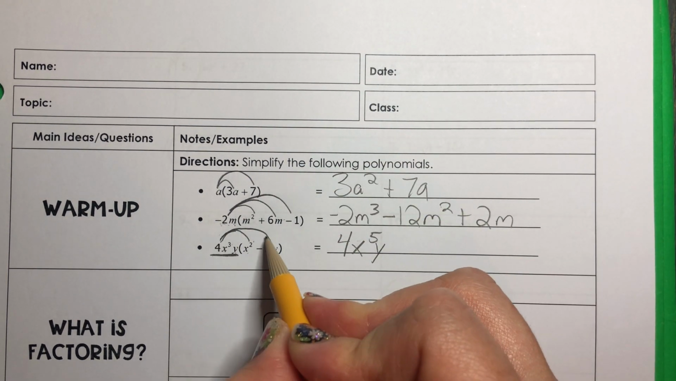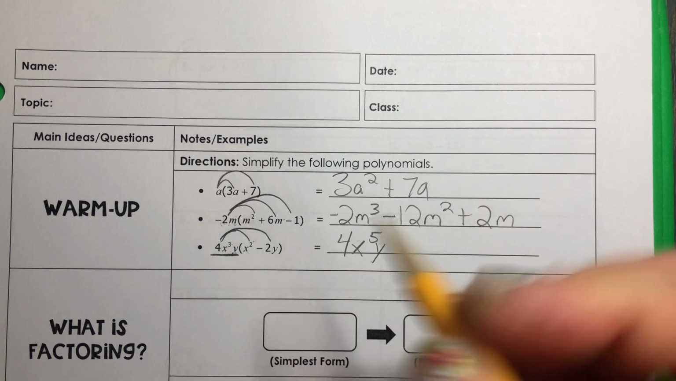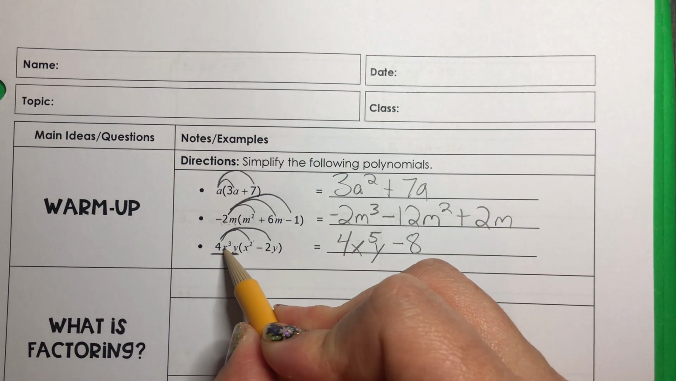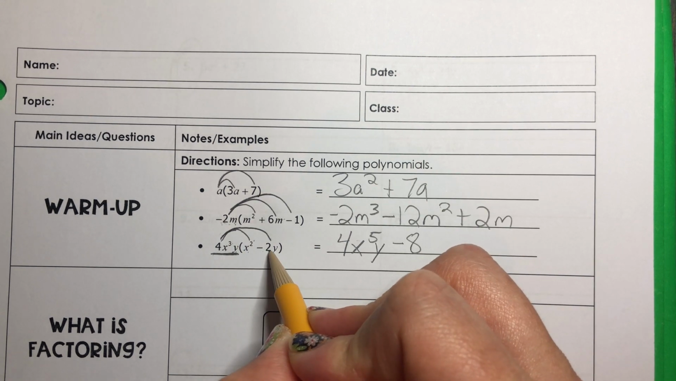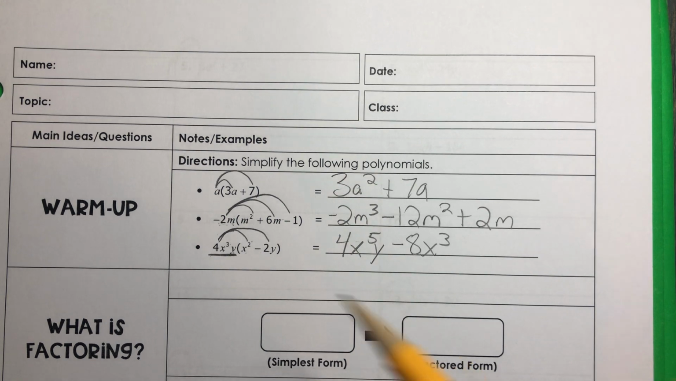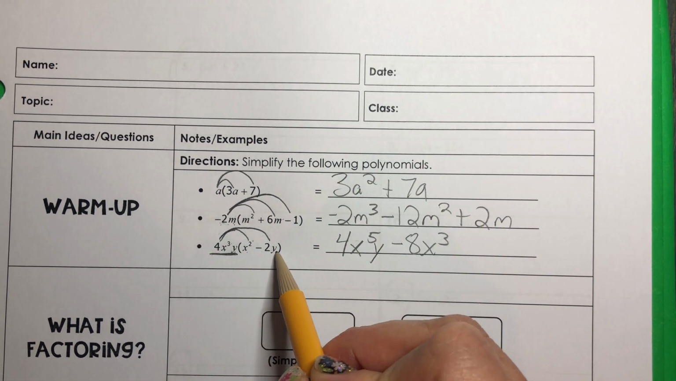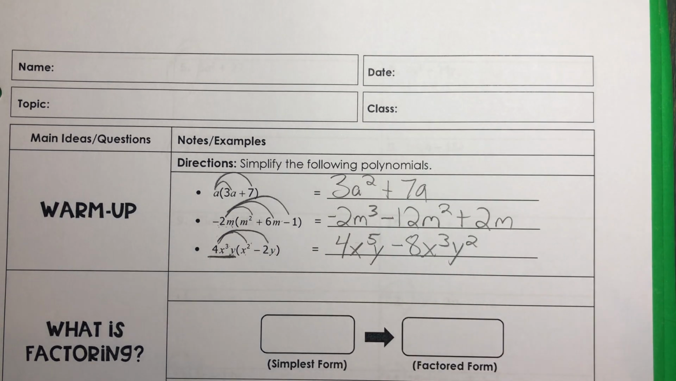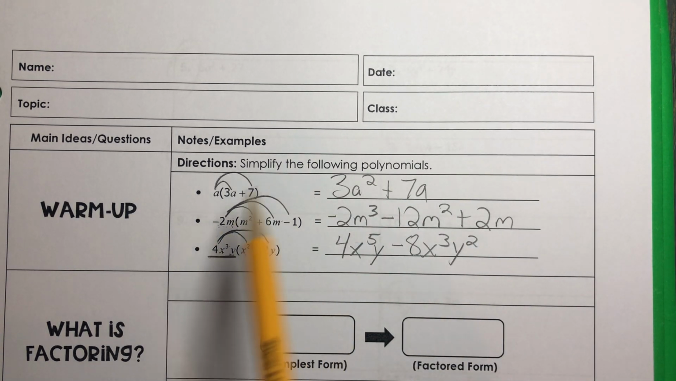Now the second thing we're multiplying is a 4 times a negative 2, which gives us negative 8. The x to the third has no x after this 2 to be multiplied by, so it just stays x to the third. And the y times a y, that's basically y to the first times y to the first, becomes y to the second. Okay, so this is simplifying by distributing through multiplication.